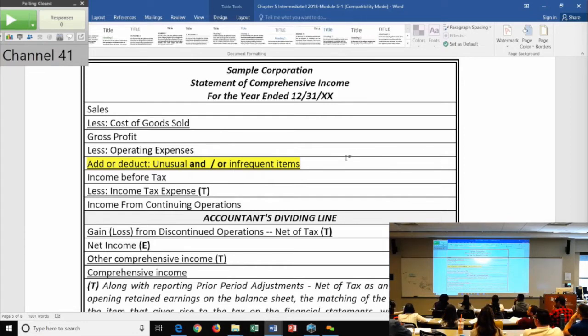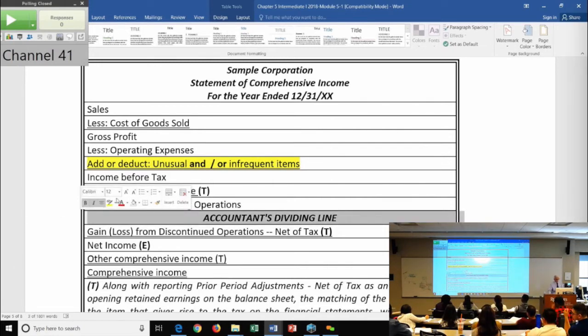Sorry. Then you've got unusual or infrequent items, so sales of plant assets. You've got impairment losses and so on. Then you've got income tax, coming out income before tax, and then you've got something known as income from continuing operations. Now, this generally divides the income statement between what is from continuing operations and discontinued ops.